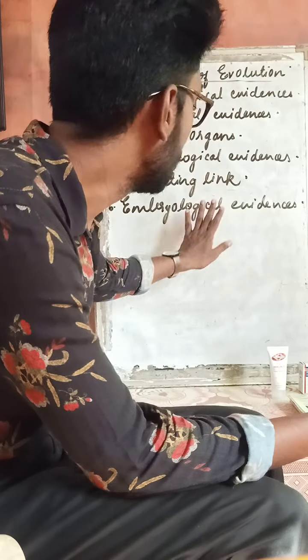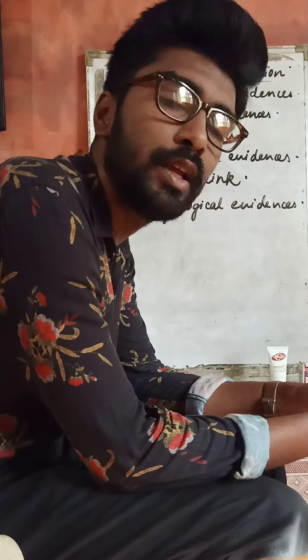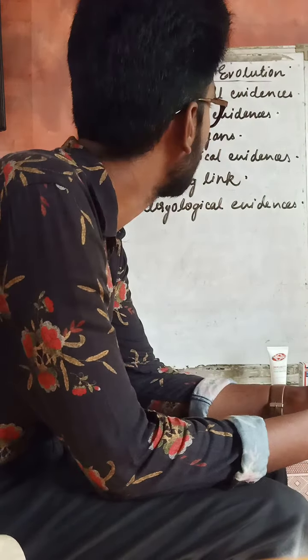So in total you have 6 evidences. The first one is morphological evidences. Do you understand by the word evidence? Evidence is nothing but the proofs, right? Now what exactly is morphology? The branch of biology which deals with the study of the external structure of an organism is called morphology, right? So the external appearance of an organism is called morphology.